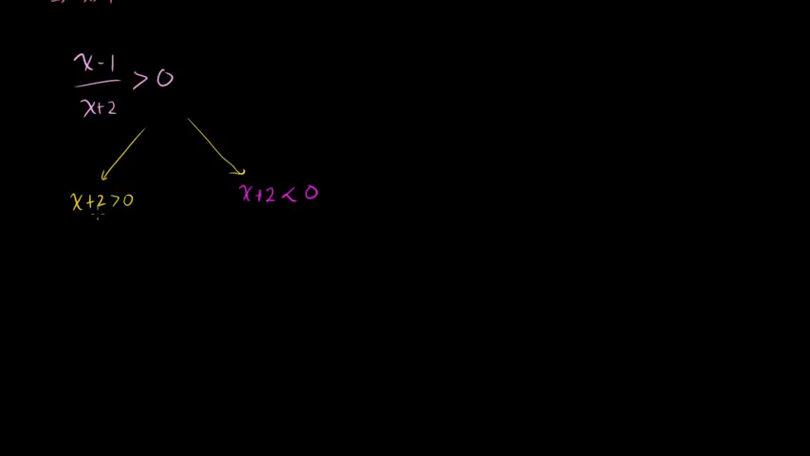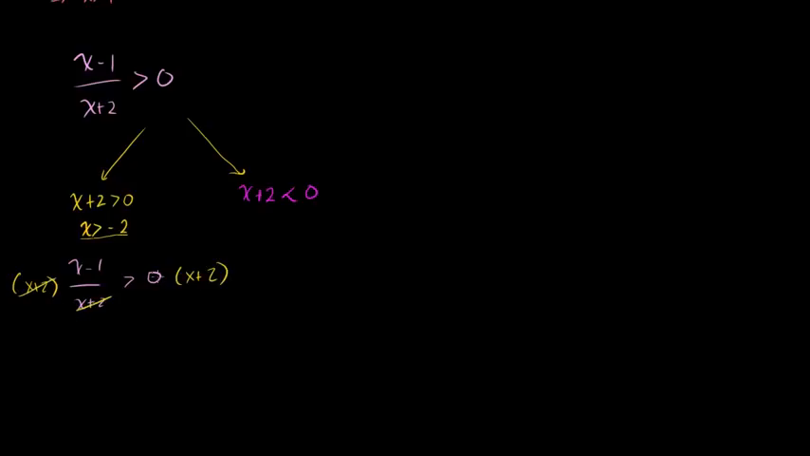So if x plus 2 is greater than 0, that means that x is greater than minus 2, right? We can just subtract 2 from both sides of this inequality. So if x is greater than minus 2, then x plus 2 is greater than 0. And then we can multiply both sides by x plus 2. So you have x minus 1 over x plus 2 greater than 0. I'm going to multiply both sides by x plus 2, which I'm assuming is positive because x is greater than minus 2.